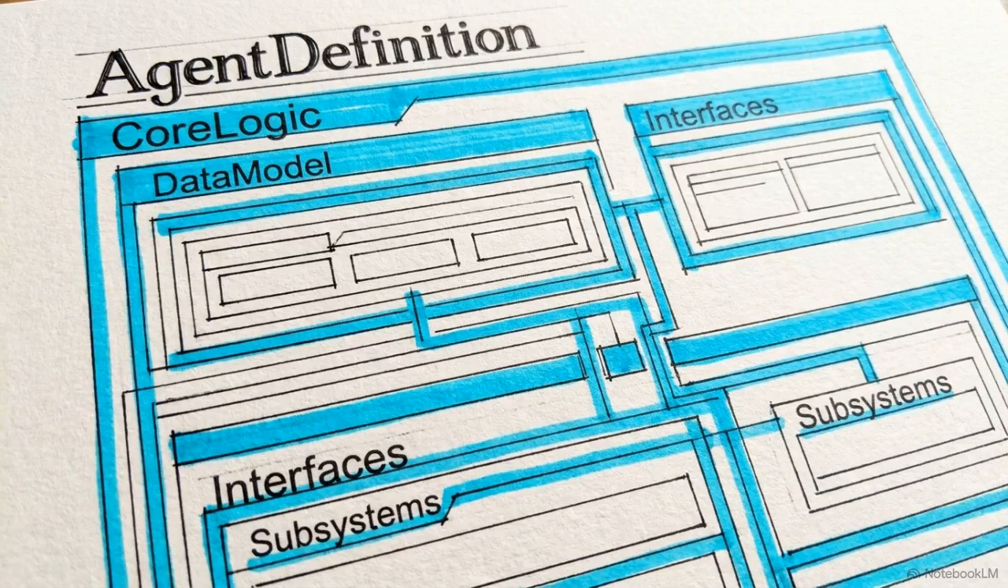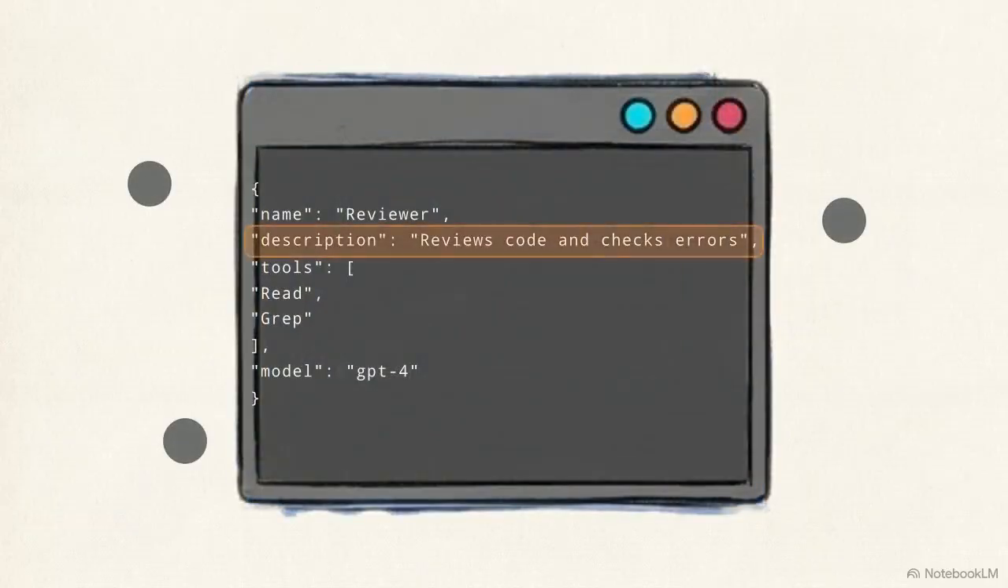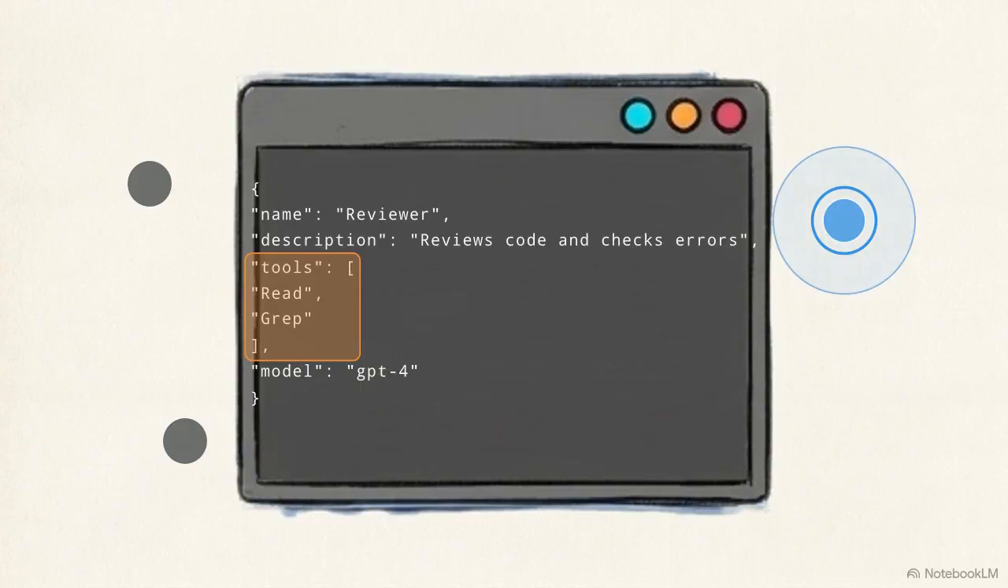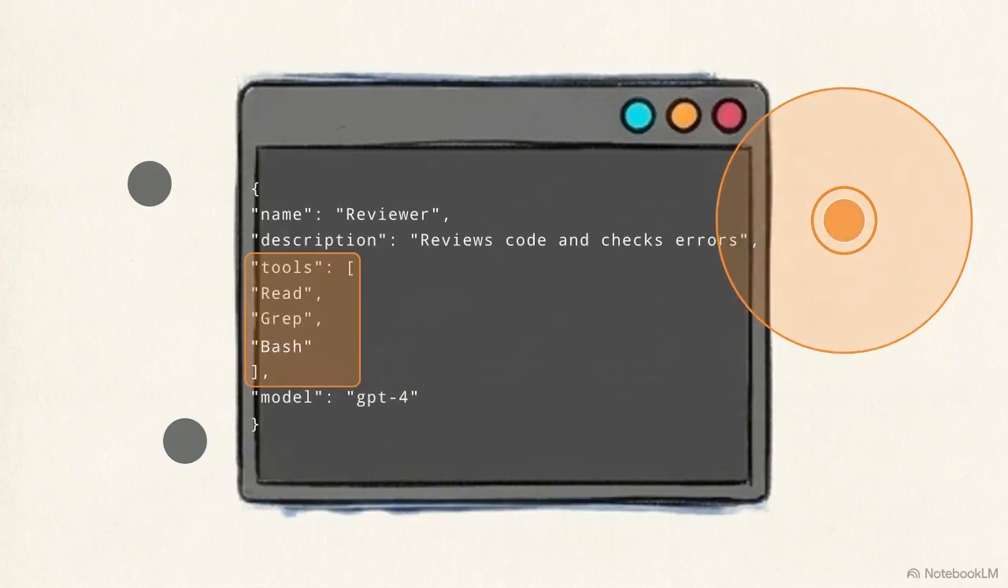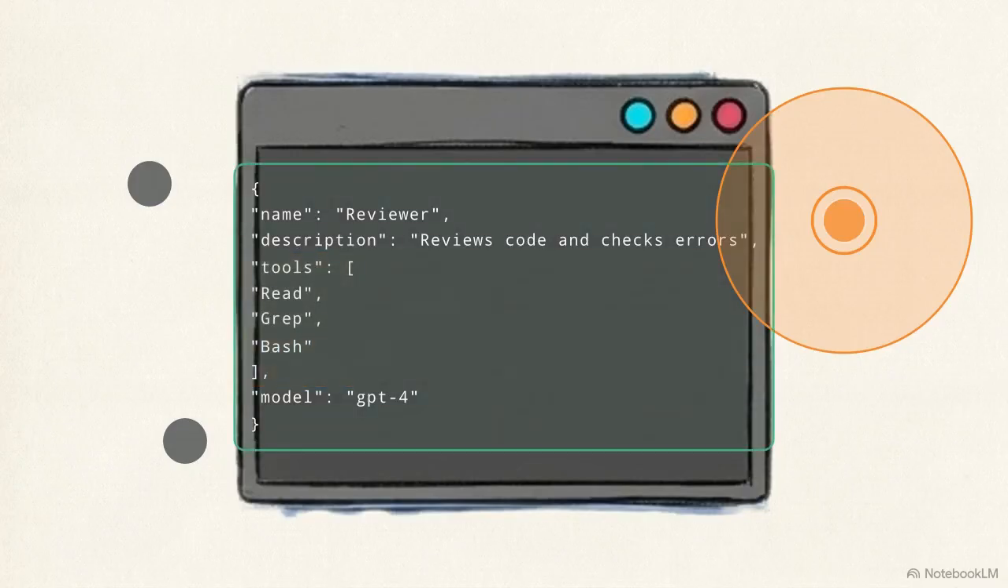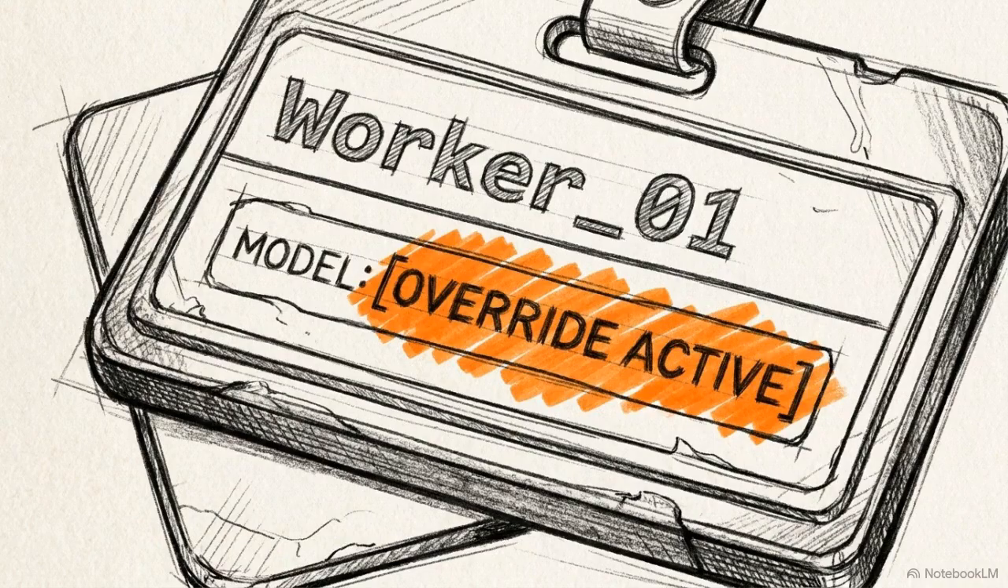The behavior and constraints of these isolated functions are configured using the agent definition object, a programmatic blueprint mapping a specific name to a configuration. Within this blueprint, the description field directly drives the coordinator's internal routing logic, dictating exactly when a specific agent should be called. This diagram shows the agent definition JSON schema's tools array, your primary lever for enforcing least privilege. A reviewer profile is restricted to read-only operations, but a test runner profile expands its access scope by adding the bash tool. The blueprint also contains a model field, allowing you to override the system default for a specific worker.